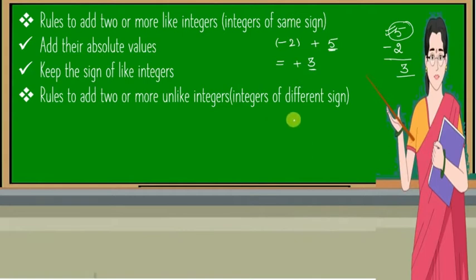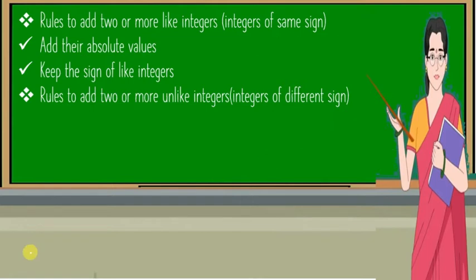Let me take one more example for you. Suppose we have 5 plus -7. Here also 5 and -7 are unlike integers. So we'll find their absolute values. The absolute value of 5 will be 5 and the absolute value of -7 will be +7. Because we have to add two unlike integers, we'll actually subtract the absolute values. We'll subtract the smaller one from the greater one. So you get 7 minus 5, 2. So the absolute value of your answer is 2. Now the sign of this 2 depends on the integer with greater absolute value. So the integer with greater absolute value is -7. So -7 is negative, so the answer will be negative.